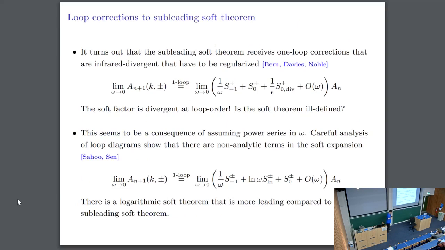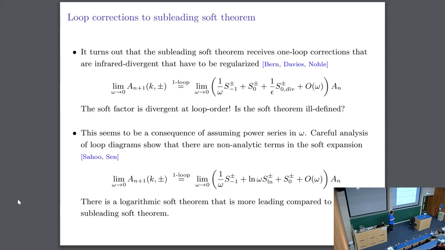The subleading soft theorems receive corrections at loop order. This is well known from the computation of Sahoo and his collaborators about a decade ago. What happens is that as you take the soft energy to 0, we have the leading soft factor, the finite subleading soft factor, and then a divergent correction to the subleading soft factor. So it looks like the soft factor is divergent, so is the soft theorem ill-defined?